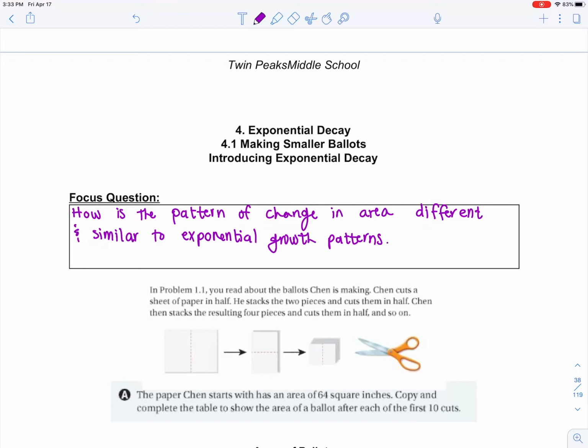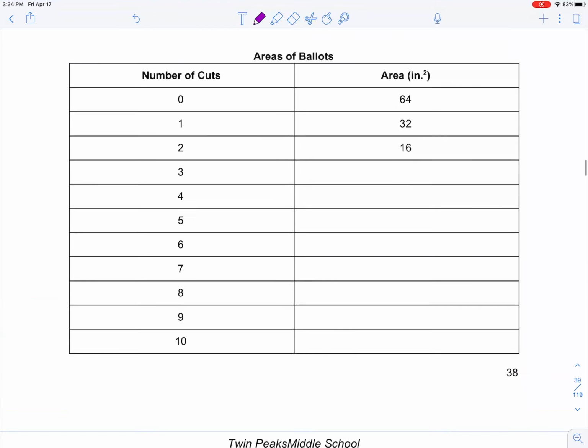So we are just about finished with this unit of growing. There's one last thing that we need to talk about, and that is what we call decay factors or exponential decay. Okay, so I'm on lesson 4.1. This is on page 38.